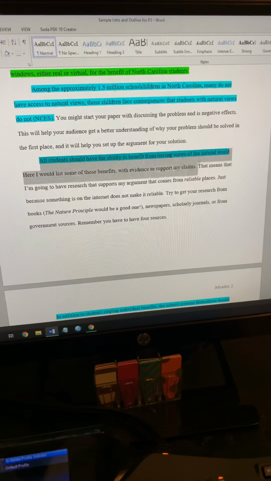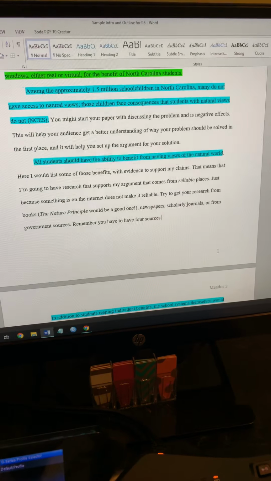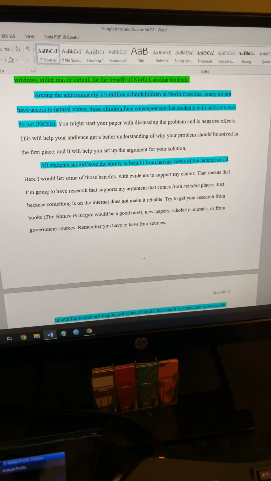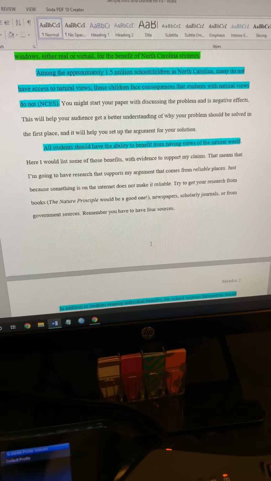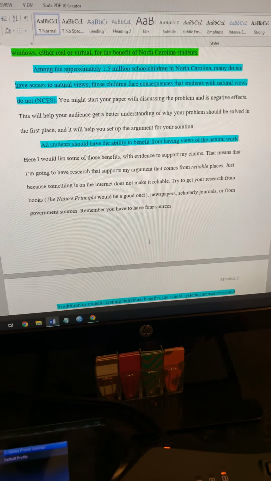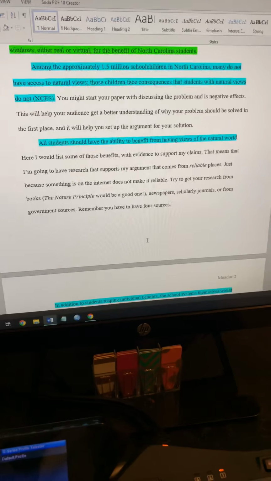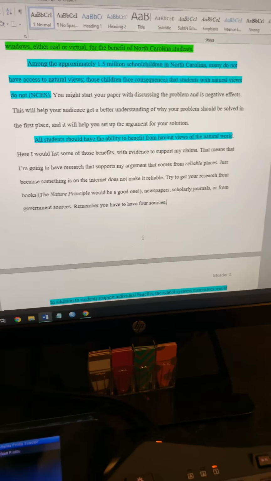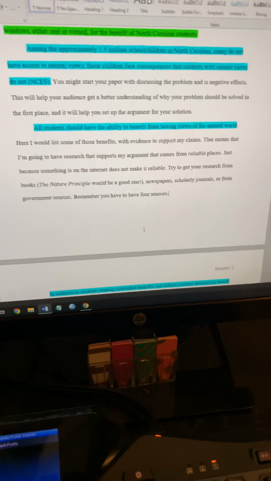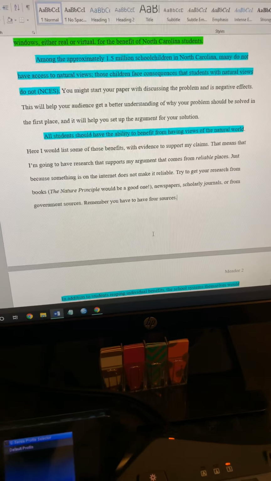All students should have the ability to benefit from having natural views, or having views of the natural world, right? So I'm moving from my problem into what my solution is and what the benefits of solving this problem are. Here I'm going to talk about the benefits with evidence to support what I'm talking about. So I'm going to have research in here.